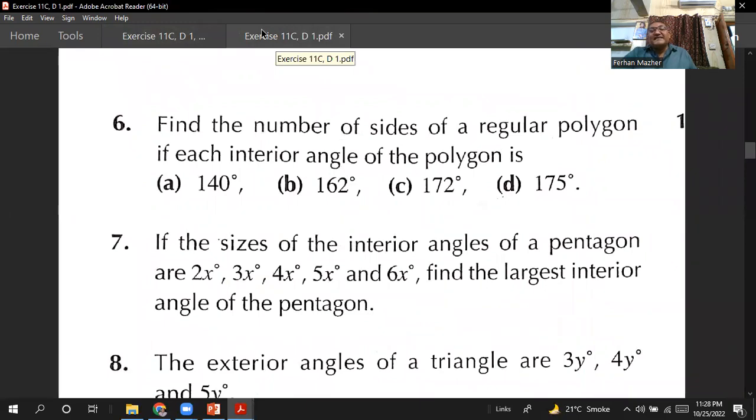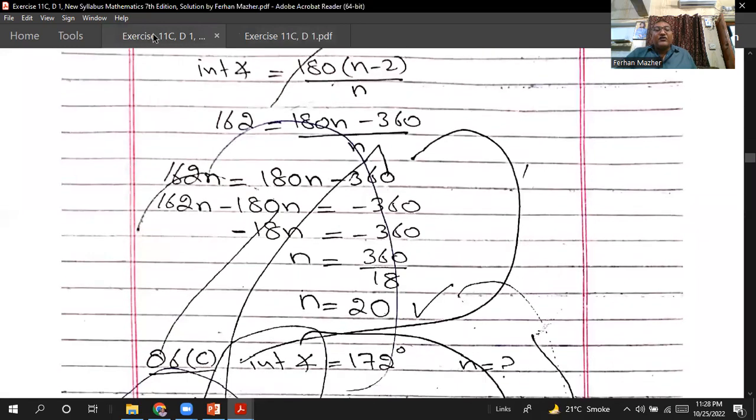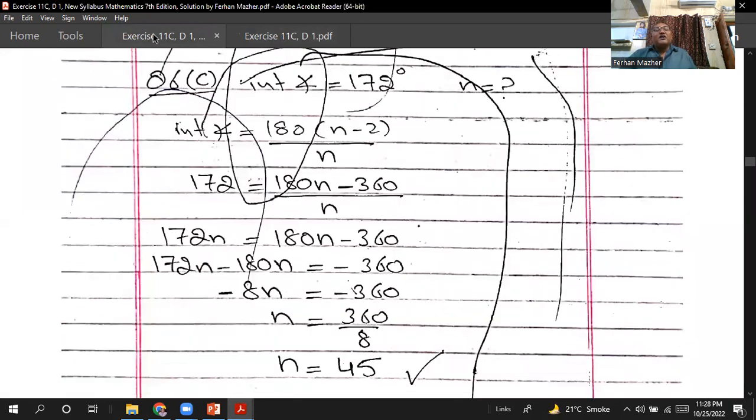Question number 6, its C part: the interior angle is 172 degrees, and we want to find the number of sides. So the internal angle is 172, n is the question, n means the number of sides of the polygon. So the internal angle equals 180(n minus 2) divided by n. Substitute, we want to find the value of n. So the internal angle is 172, so you will have 172 equals 180n minus 360 divided by n.